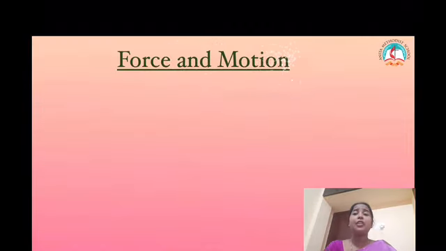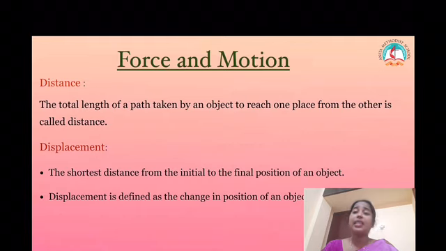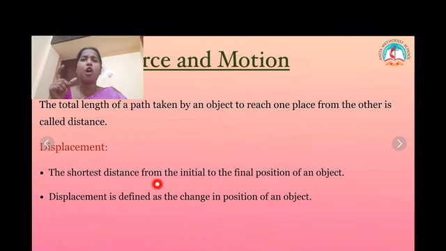We're going to start with the force and motion lesson. In this lesson, we're going to learn about distance and displacement. So what is distance, children? Distance is nothing but moving from one place to another place, and the measure of the total length we covered, we call it distance. Next is displacement. Displacement means the shortest distance from the initial to the final position of an object. We call that displacement.